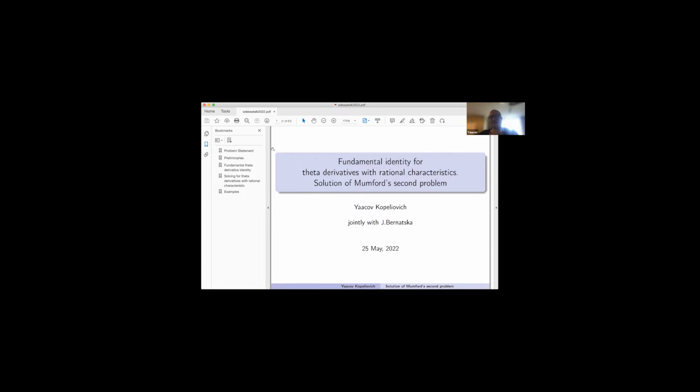The first element is a complex number. The second element is an element of the upper half space, tau. So it's quadratic in tau, it's linear in Z, and it satisfies this kind of relations.